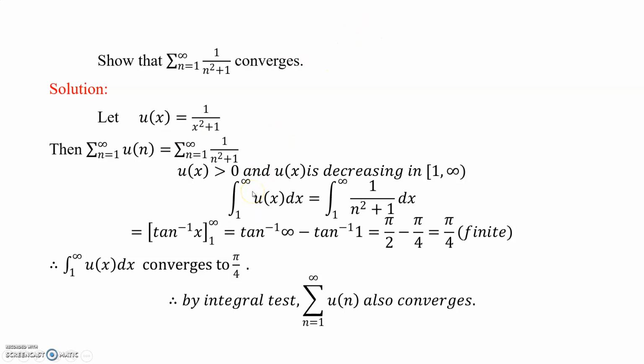Integral 1 to infinity u of x dx equal to integral 1 to infinity 1 by x square plus 1 dx. The integration of this one is tan inverse of x. Now applying the limit, we get the value pi by 4. So this is finite. The integral value is finite, then this is called convergence.